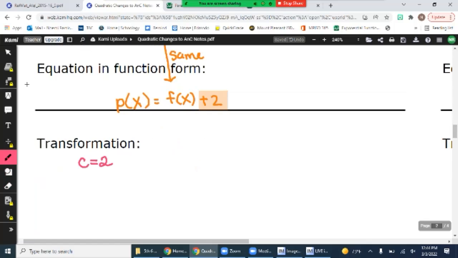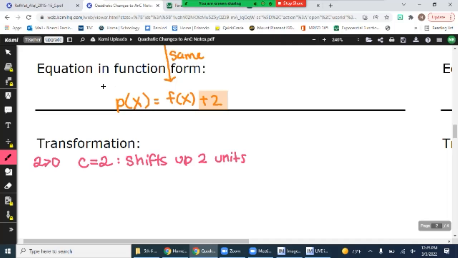Now, where does C start? Starts at 0. So what is 2? Is 2 less than 0 or is 2 greater than 0? It's greater. So what is the actual change? If it's greater than 2, what's going to happen? And what term do we use? Shift. Shifts up 2 units.